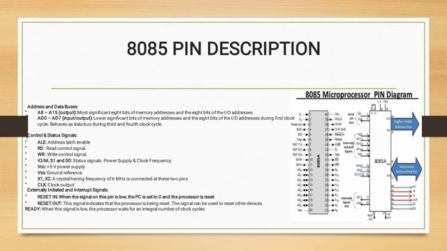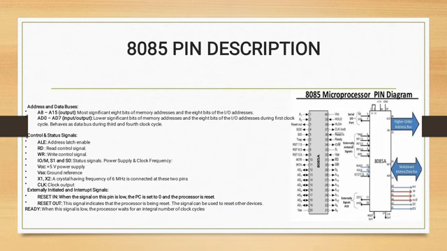Next, IO/M. This is basically an output pin. Whenever it goes low, the address on the address bus is for memory, and whenever it goes high, the entire operation will be IO device related. That means the address on the address bus is for an input output device.